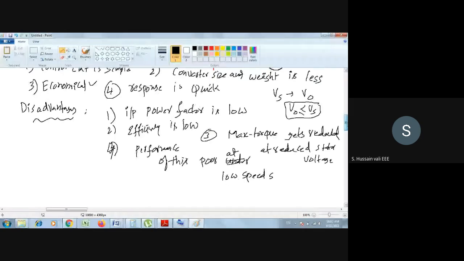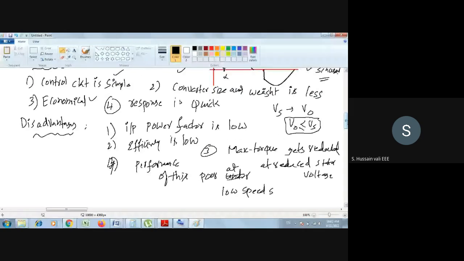So as the stator voltage is less, obviously the power going to your induction motor is less. When the power going to the induction motor is less, then obviously you will run the motor under low speed. So the induction motor under low speeds is not advantageous. It's not advantageous if you run the induction motor at low speeds.